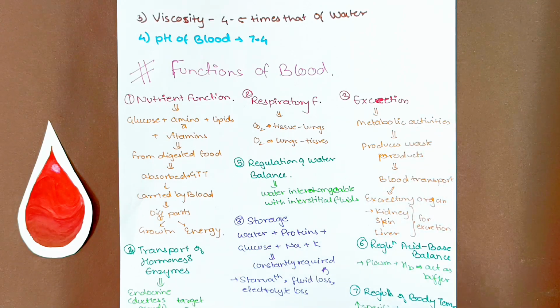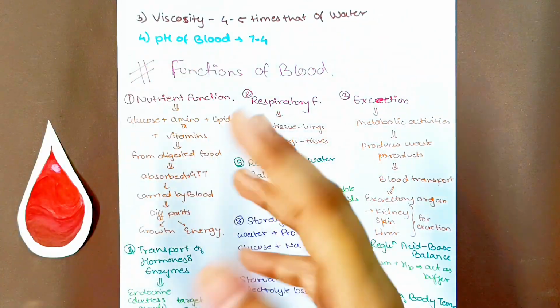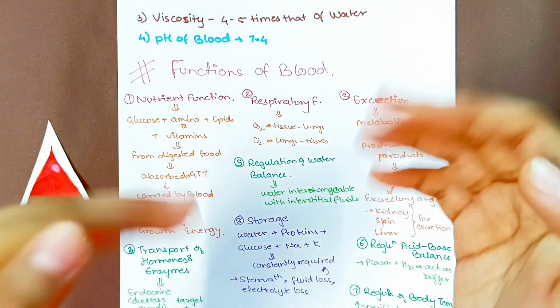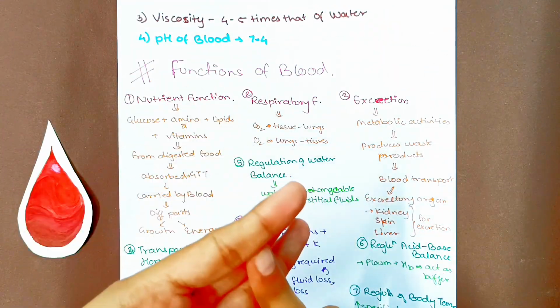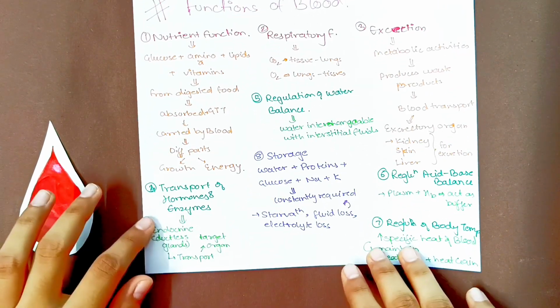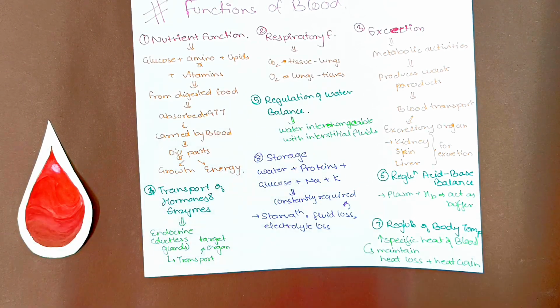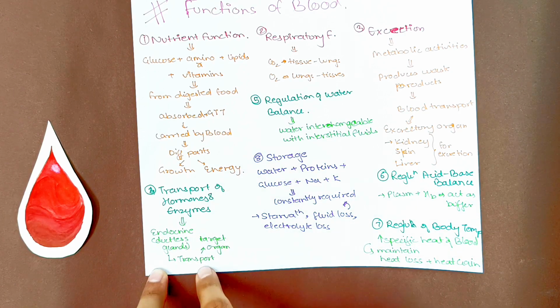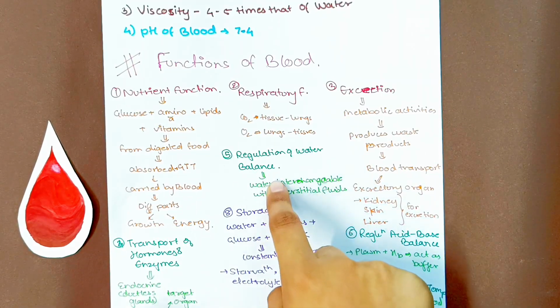Excretory functions: all the metabolic activities performed in our body produce certain waste products. These waste products are transported by the blood to the excretory organs like skin, kidney, and liver for excretion. Now, transport of hormones and enzymes. The endocrine glands, which are ductless, open directly into the blood vessels and carry the hormones to the target organs.